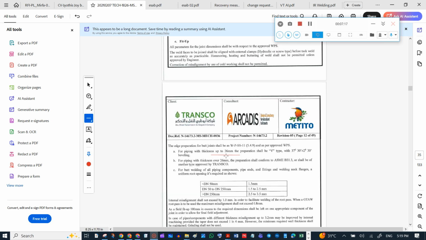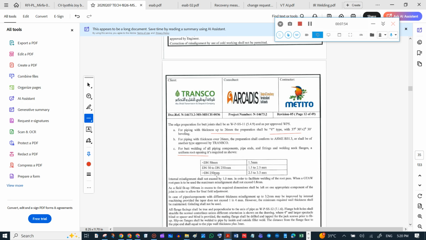As per our specifications, for pipe thickness up to 26 mm, the preparation shall be V type, with bevel angle of 37 degrees 30 minutes plus or minus 2 degrees. That means 35 to 39. For pipe thickness over 36 mm, the preparation shall be done as per another type approved by Transco. So these are the root openings.